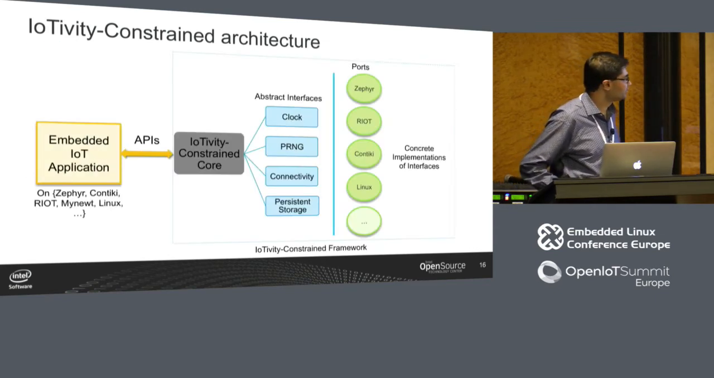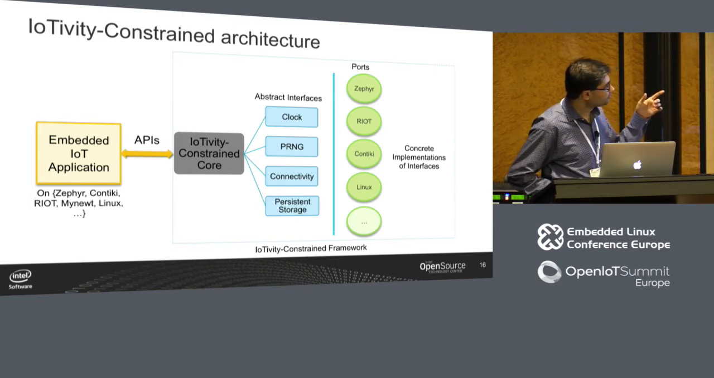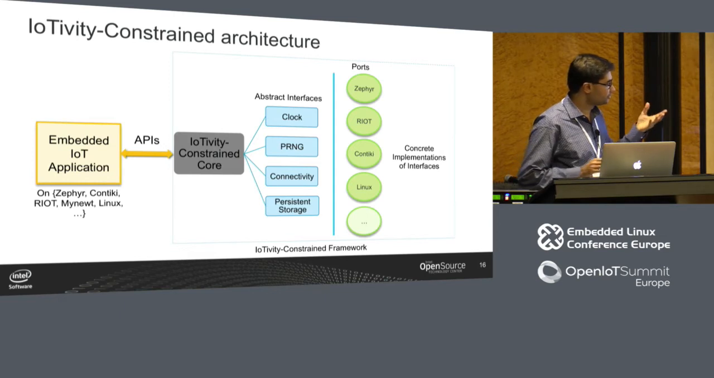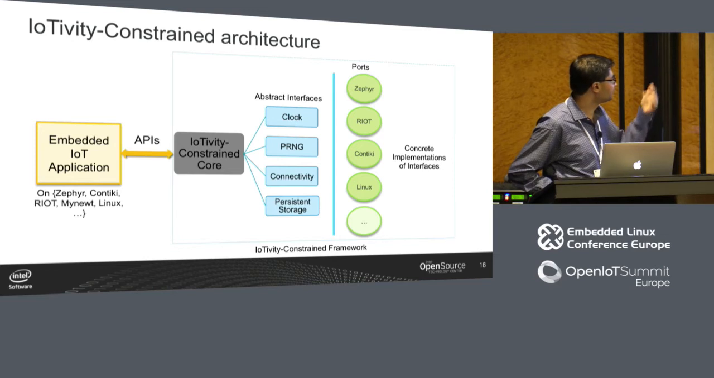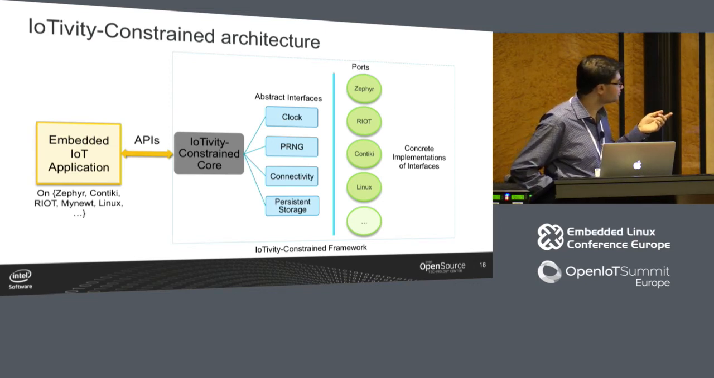So this illustration depicts the architecture that I just described. The gray box in the middle is the core framework, which is the cross-platform framework. It consumes the abstract interfaces. Concrete implementations of all of these interfaces constitute support. And we have a number of ports currently for Zephyr, RIOT OS, Contiki, and Linux. And finally, you have an IoT application that sits and communicates through APIs that are exposed by the core framework.